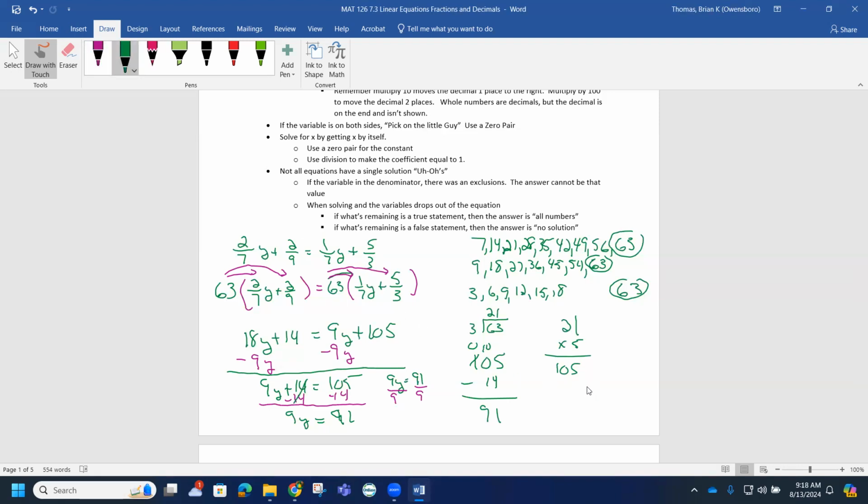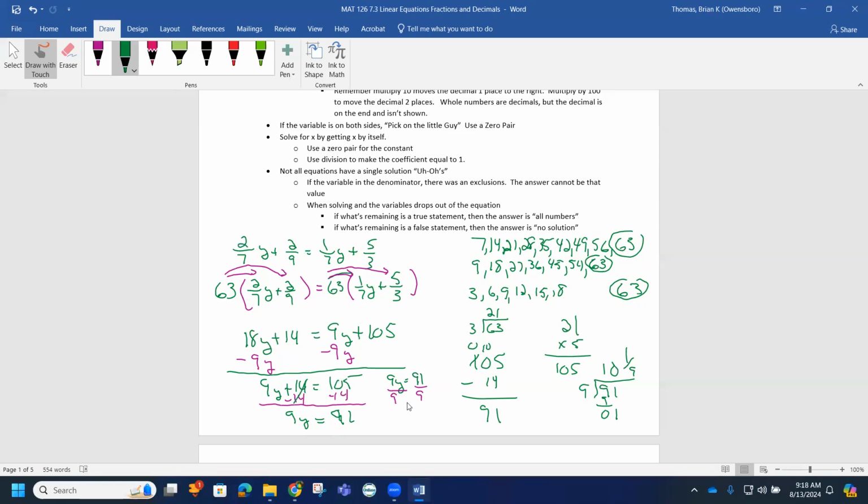So 9 goes into 91. Doesn't look like it's going to go evenly. So 9 goes into 9 one time. Get a remainder of 0 there, so the 1 goes down. 9 doesn't go into 1, so I'll use 0 as a placeholder, so that's going to be like 10 and 1/9. So 10 and 1/9 would be our answer.